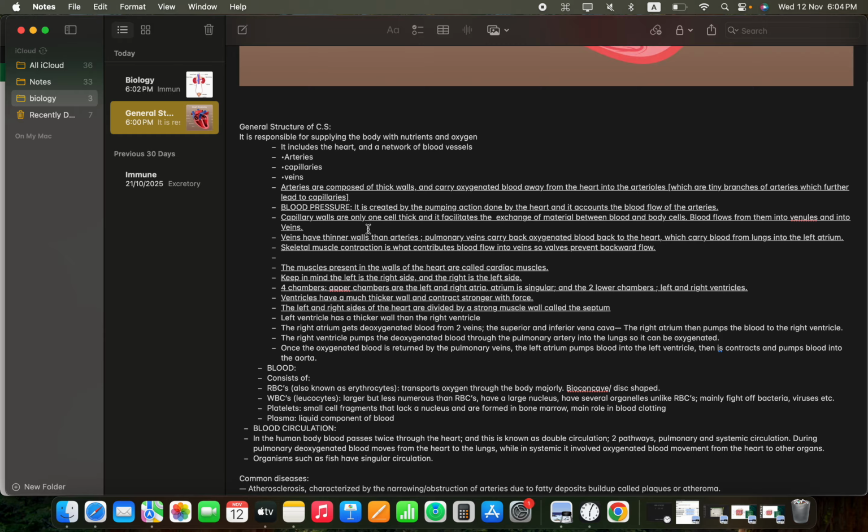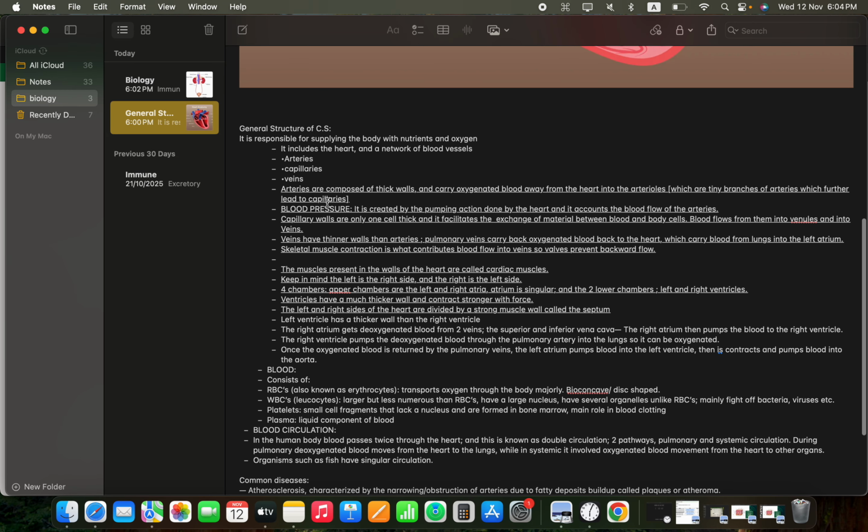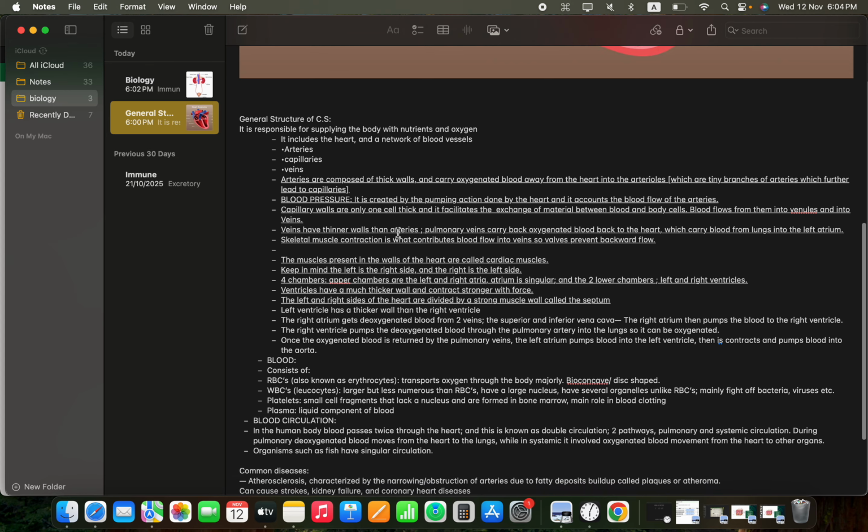Now, blood pressure is created by the pumping action done by the heart, and it accounts for the blood flow of the arteries. Capillary walls are only 1 cell thick, and they facilitate the exchange of material between blood and body cells. So blood flows from them into venules and into veins. Veins have thinner walls than arteries, and arteries have thicker walls. So veins carry deoxygenated blood back to the heart, while pulmonary veins carry oxygenated blood back to the heart, from the lungs into the left atrium.